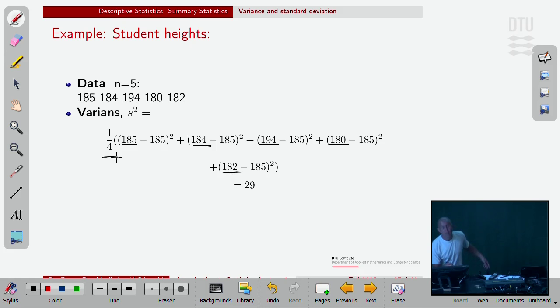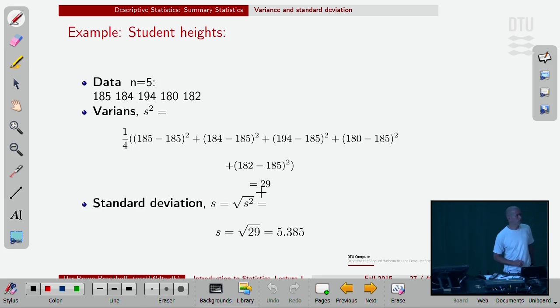I get 29. 29 is a difficult number to use and interpret in its own right. Well, when you have done statistics for 30 years, you adjust yourself to what a variance of 29 means. But when you're a beginner, I recommend you maybe not use the variance so much. Let's use the standard deviation, which is the same information, but just rooted, right? The root variance, we call that the standard deviation. In this case, it's 5.4 centimeters. That is the interpretable number. We are, on average, 5.4 centimeters different from the mean.